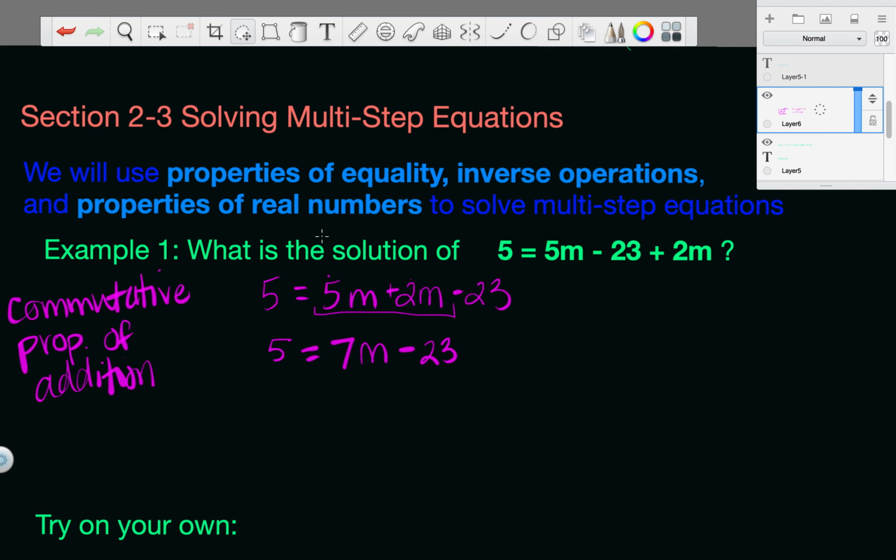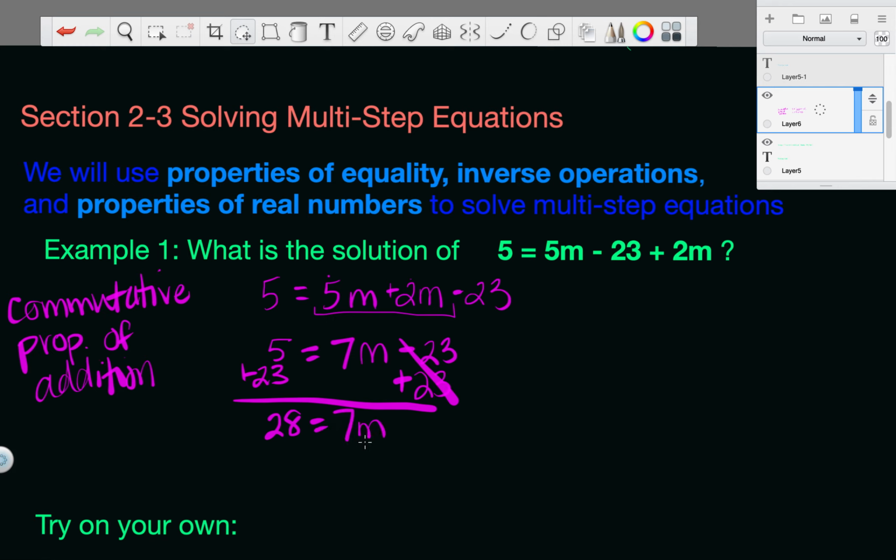So what I want to do is get rid of everything except for this m on the right-hand side. The way I'm going to do that is move this 23 first because it's furthest away. I see subtraction, so I want to do the inverse operation, which is addition. I do it on the right, that means I have to do it on the left also. 5 plus 23 is 28, which equals 7m.